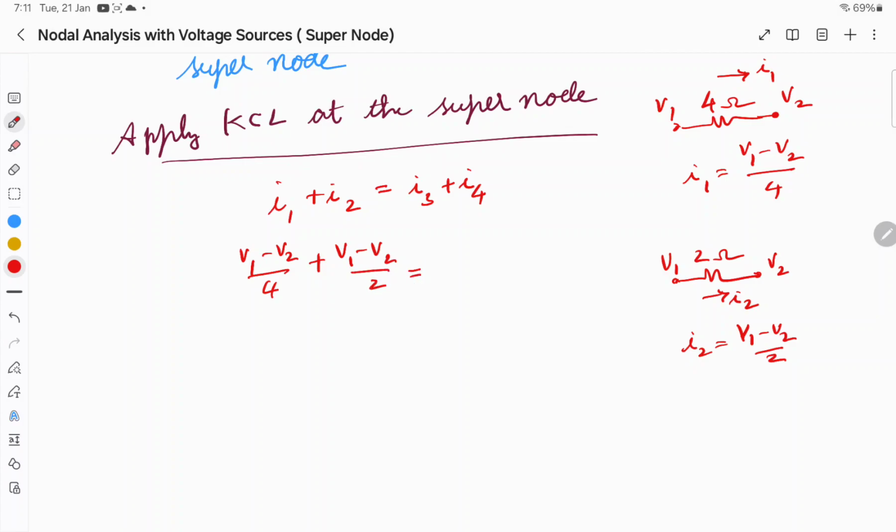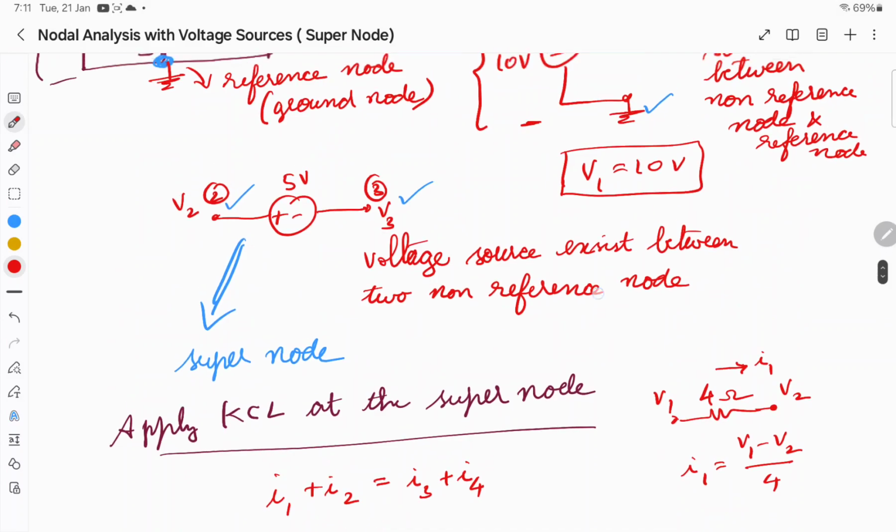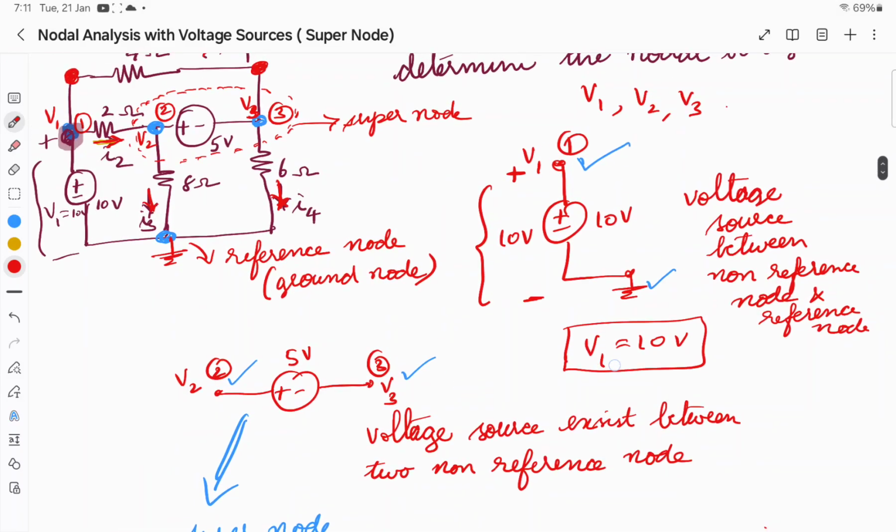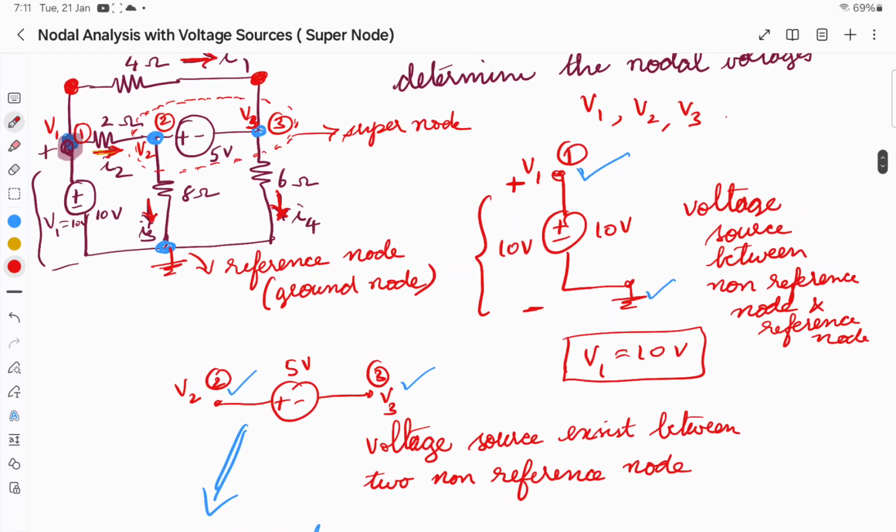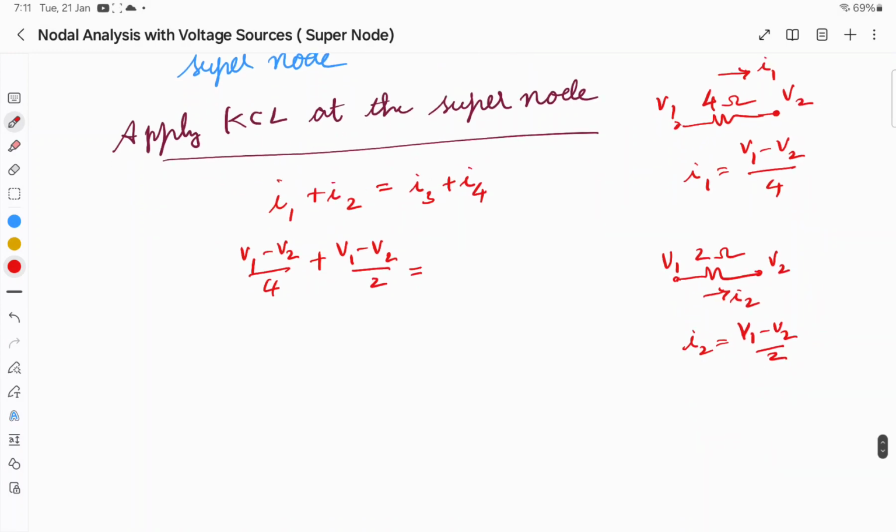Right? Now what about I3? Coming to the next question. What about I3? I3, yes. I3 is the current flowing through 8 ohms. So I can draw it separately again here. 8 ohms. This is my I3.